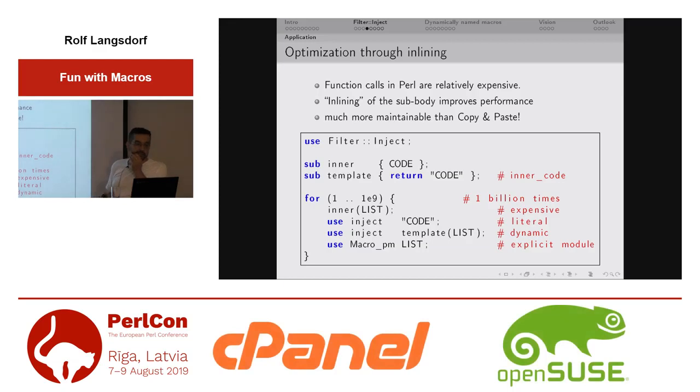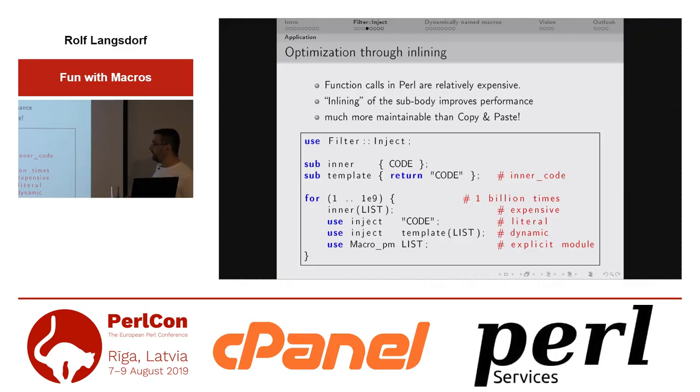No. So Curtis asked, I think, 1 or 2 years ago in PerlMonks if you could have inlining. One problem is function calls in Perl are very expensive. If you have various function calls and you have a loop which goes 1 billion times over this function call, you can save a lot of time by inlining the code instead of calling the function, if it's a proper macro and if it's well written. This can be, in some cases, very good.